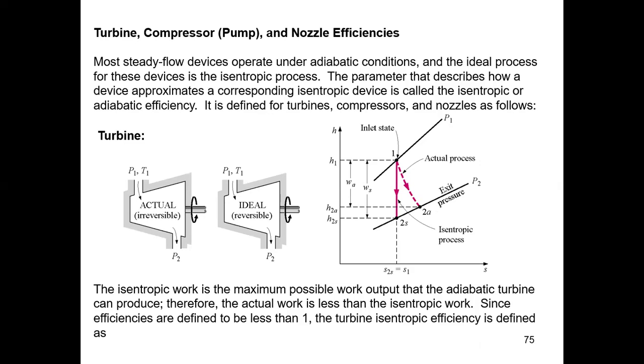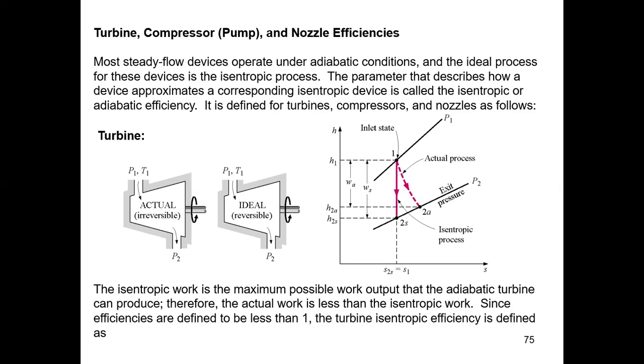Steady flow devices operate under adiabatic conditions, and the ideal process for these devices is the isentropic process. The parameter that describes how well a device approximates a corresponding isentropic device is called the isentropic or adiabatic efficiency. It is defined for turbines, compressors, and nozzles as follows.